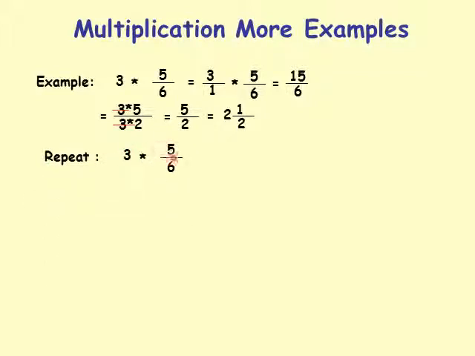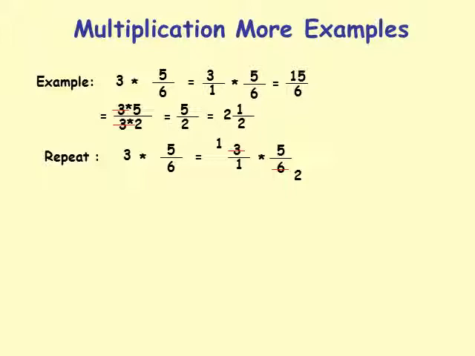3 times 5 over 6. So we had to divide out the 3 in the end. See if we try to divide that out before. Okay, let's see what happens. So we got 3 divided by 1 times 5 over 6. Same step we had before. So let's see what we do now.